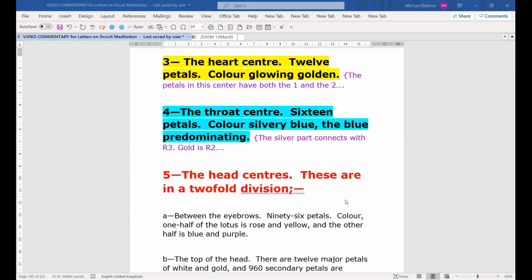Well, I know I'm playing with numbers here a little bit, but trying to look for the clues in some of the esoteric numerology. So between the eyebrows, 96 petals, color 1/2 of the lotus is rose and yellow, and the other half is blue and purple. And I think the rose and the yellow are on the right-hand side, and the blue and the purple on the left-hand side. I think we're dividing it vertically.